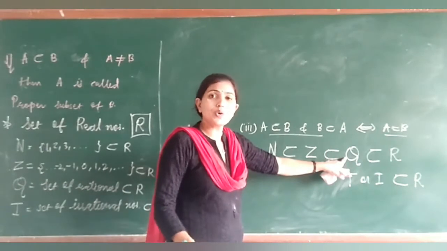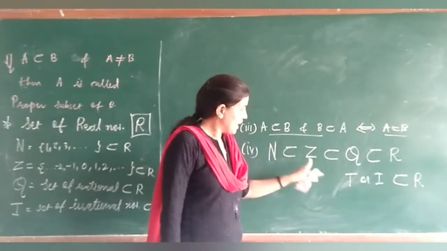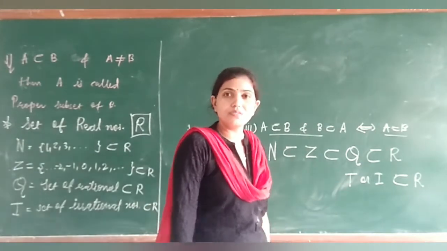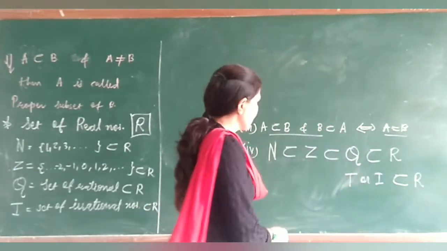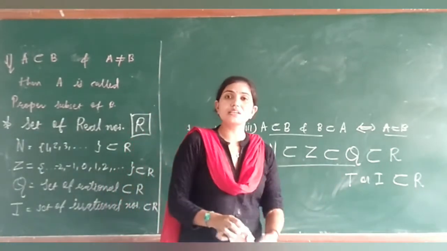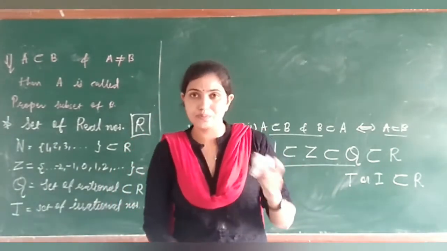But remember, Q is not a subset of T, Z is not a subset of T, and N is also not a subset of T. These three sets will not be included in the irrational numbers. So remember students, this is how we write the subsets.